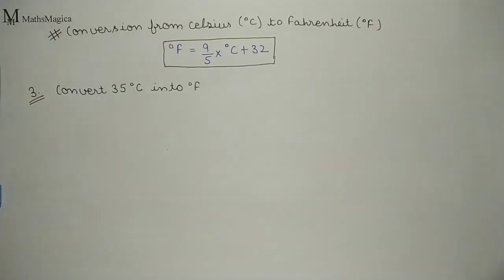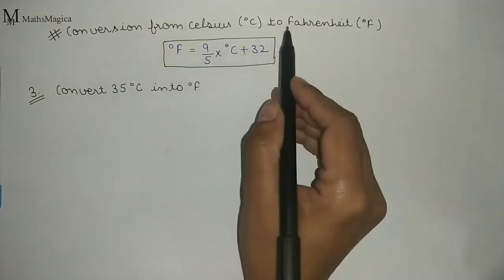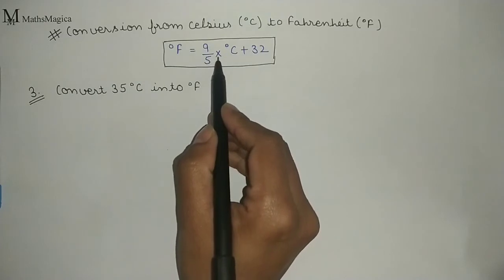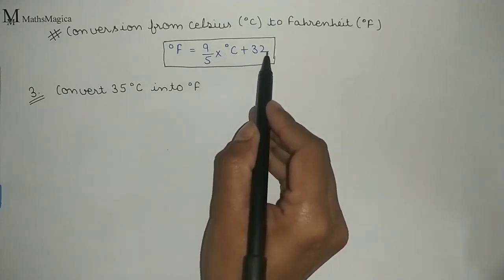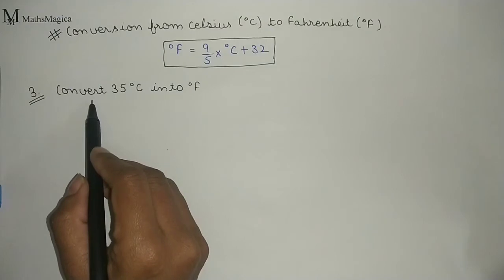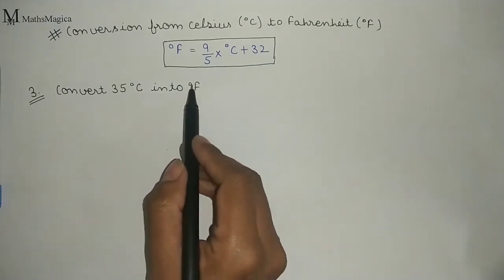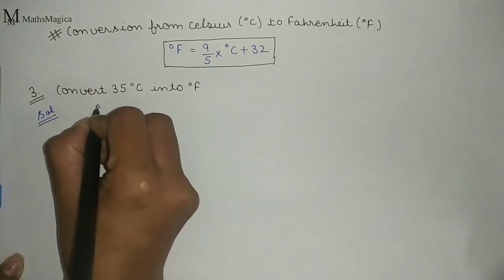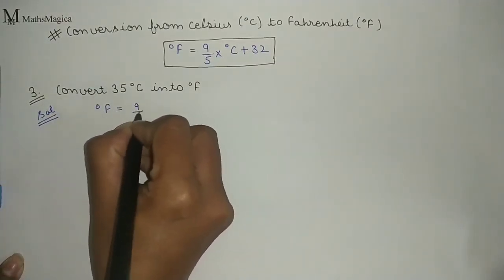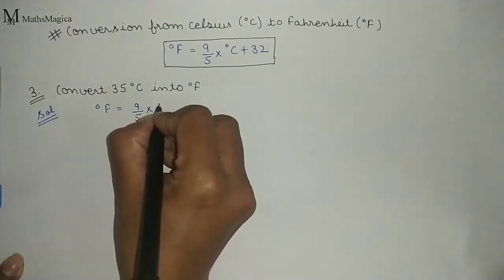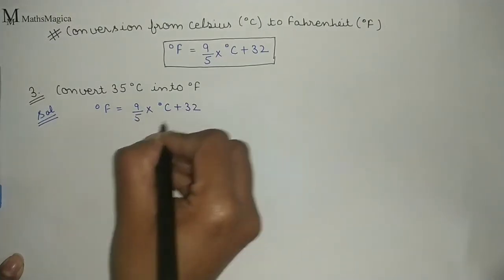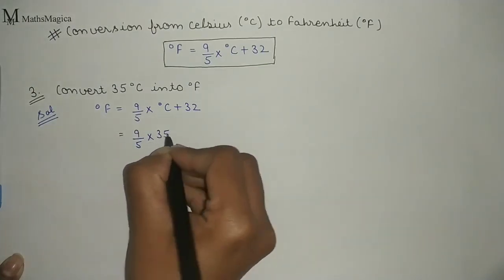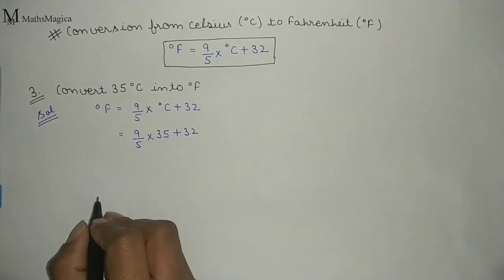Let's move on to the next topic, conversion from Celsius to Fahrenheit. Degree Fahrenheit is equal to 9 by 5 multiplied by degree Celsius plus 32. The example is: convert 35 degree Celsius into degree Fahrenheit. Solution: degree Fahrenheit is equal to 9 by 5 multiplied with degree Celsius plus 32. Put the value: 9 by 5 multiplied by 35 plus 32.